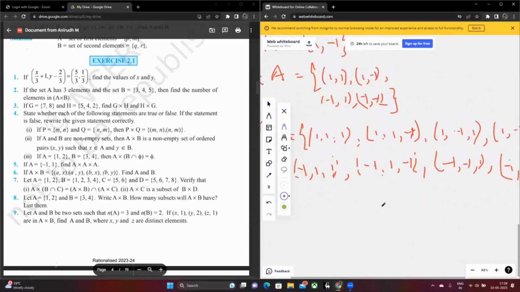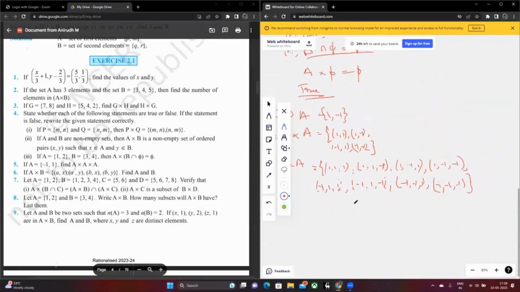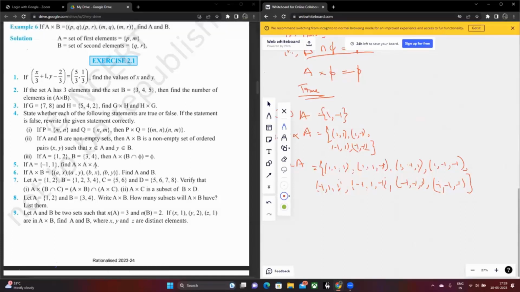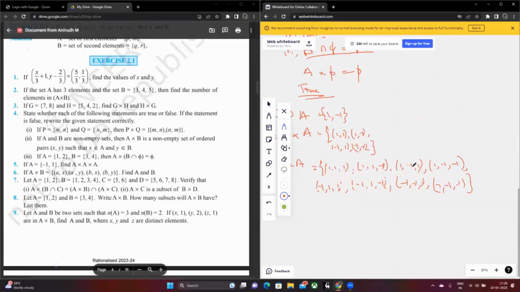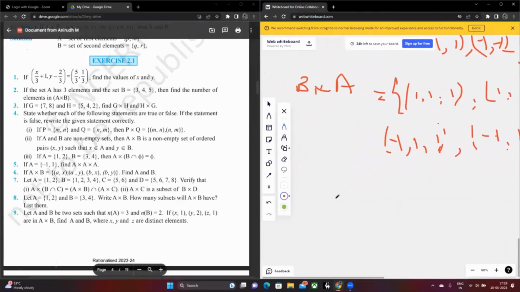I'll just show you this. The 8 elements in A cross A cross A are (1, 1, 1), (1, 1, -1), (1, -1, 1), (1, -1, -1), (-1, 1, 1), (-1, 1, -1), (-1, -1, 1), and (-1, -1, -1). Easy to see that there have to be only 8 elements because n of A is 2, and this is basically n of A times n of A times n of A. That's 2 cubed, that is 8. That solves question number 5.